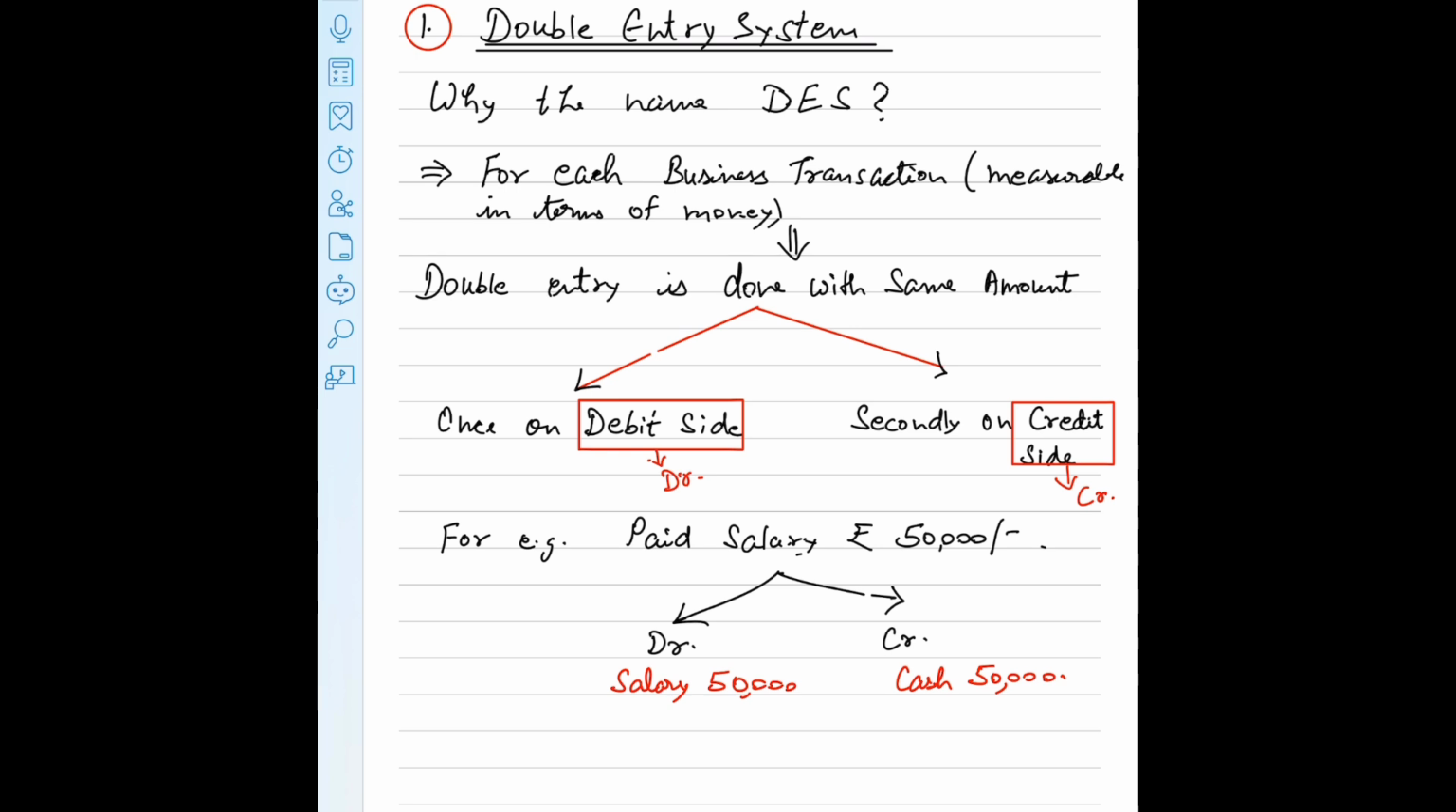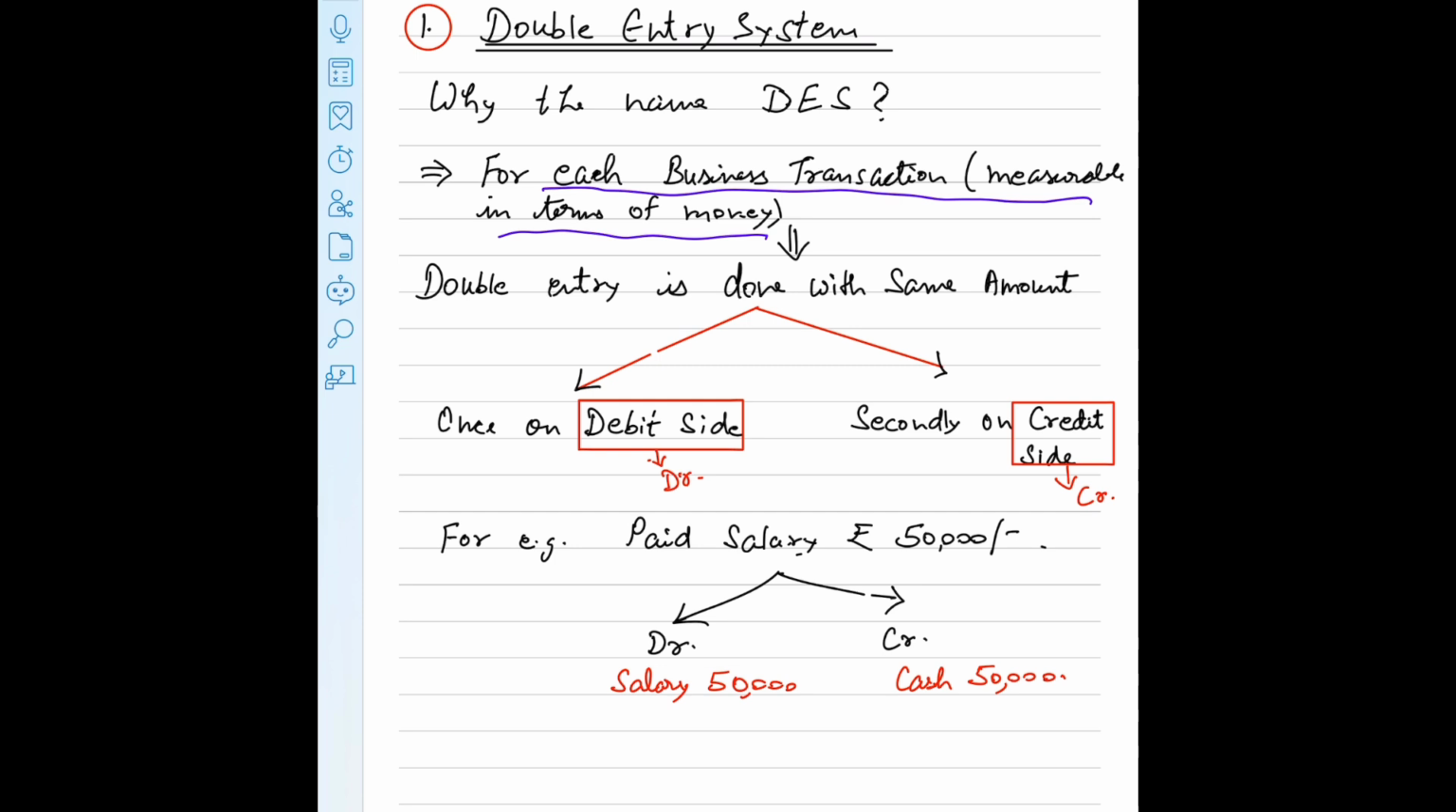So let me read it for you. Why the name double entry system? Because for each business transaction, specifically you need to remember this, measurable in terms of money, because in accountancy there could be n number of transactions but not all shall find a place in the books of account because of a reason that they are not measurable in terms of money.